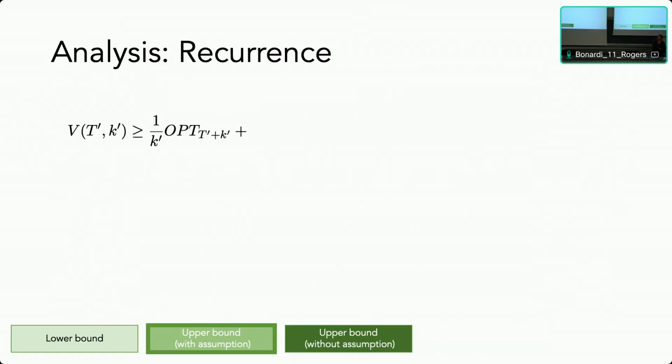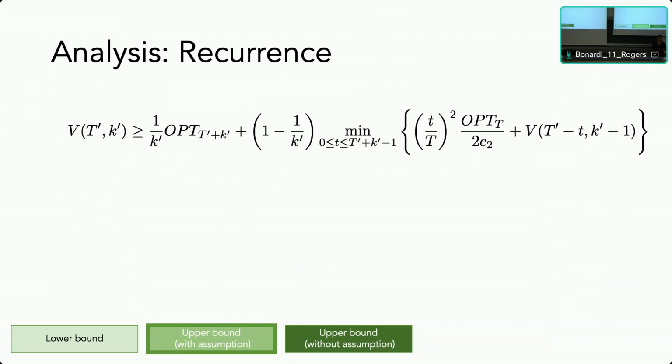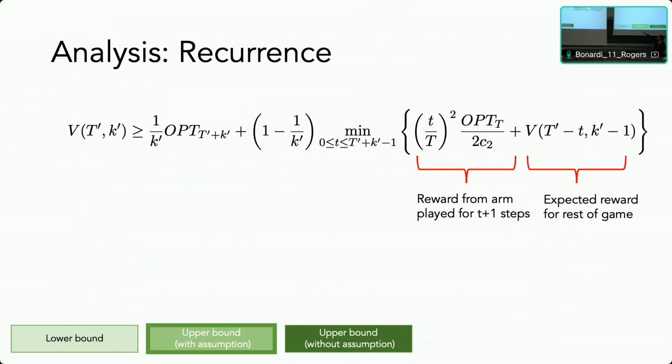So with probability 1 over k prime, we find the optimal arm, we get the optimal reward, and we're happy. With probability 1 minus 1 over k prime, we play an arm for t plus 1 time steps and get this reward that we calculated a couple of slides ago. And then we add to that the expected reward for the rest of the game.